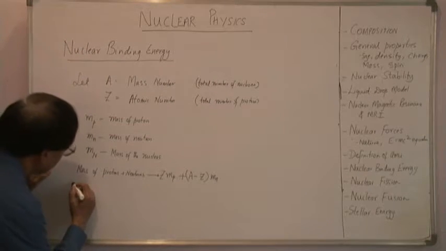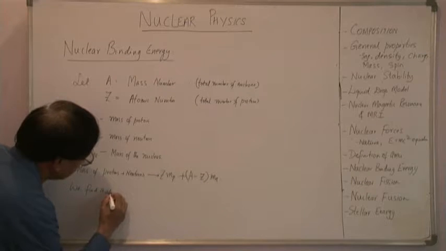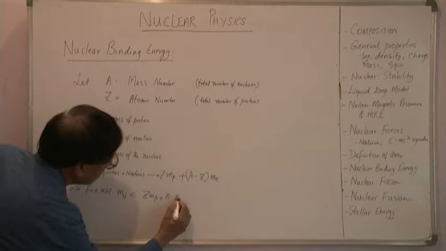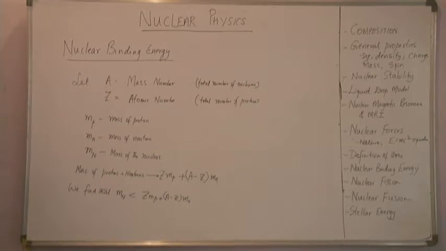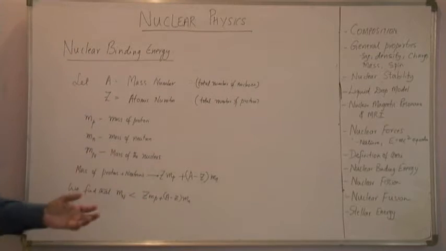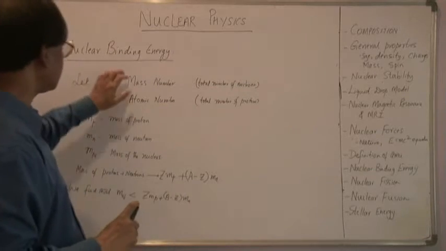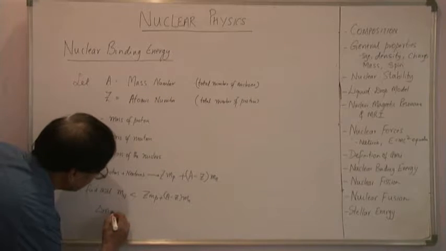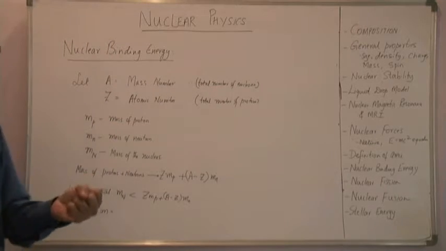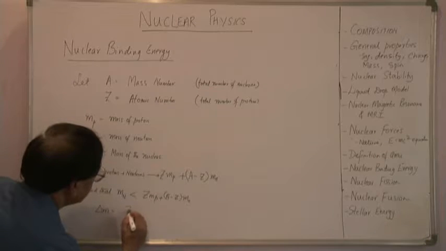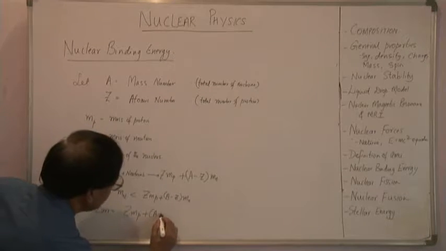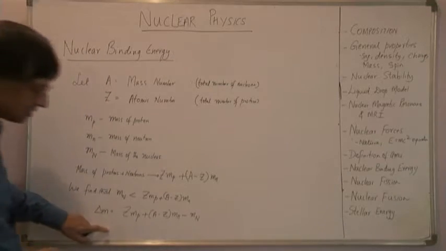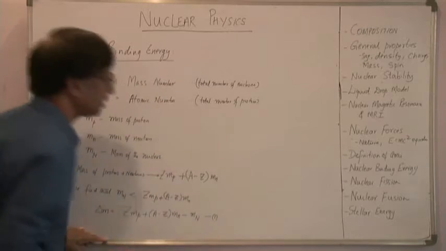And now we find that the mass of the nucleus is always less than the sum total of the mass of protons and neutrons, and that is the reason we get binding energy. Now if I see the difference, delta M, the mass that has apparently disappeared when the nucleus gets formed, is given by Z Mp plus A minus Z into Mn, minus capital M N. So this is the mass that has disappeared when the nucleus gets formed.